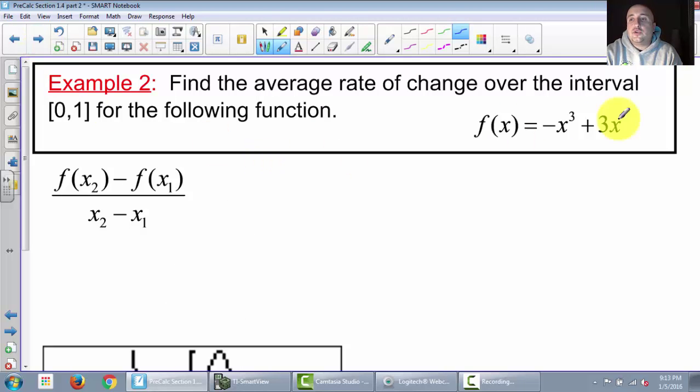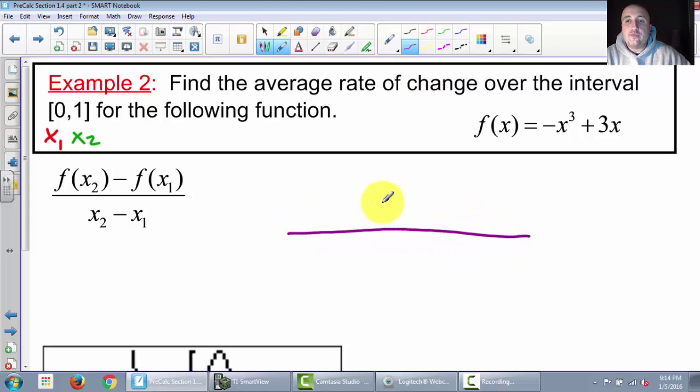Let's do one more. We're using the same equation, but we're going to do a different interval. We're going to do from 0 to 1. So let's call x, or 0, my x1. We're going to call my 1 my x2, and then we're going to do our formula. All right, so let's see here.